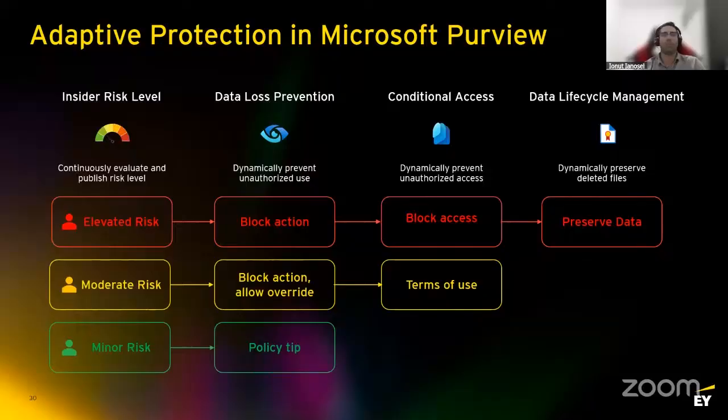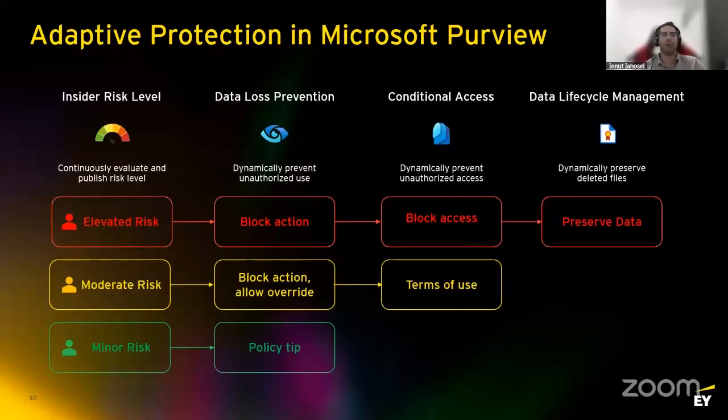But first, let's see what adaptive protection is. Basically, adaptive protection has the capability to dynamically adjust security controls based on a risk level. So instead of applying the same strict rules to everyone, Purview evaluates user behavior and assigns a risk, such as minor, moderate, or elevated risk. And this risk is calculated using insider risk management signals, such as unusual file downloads, access to sensitive sites, or perhaps suspicious sharing patterns.